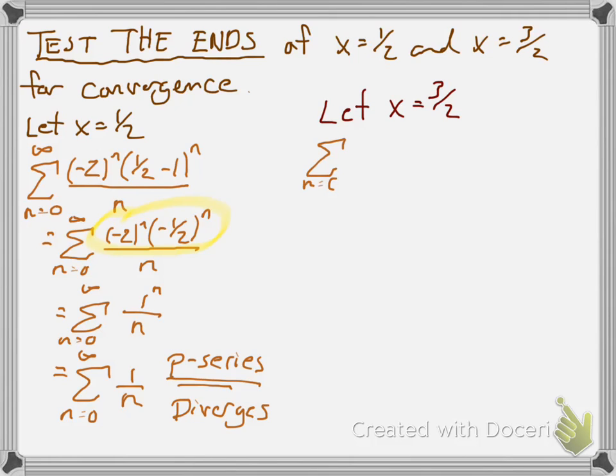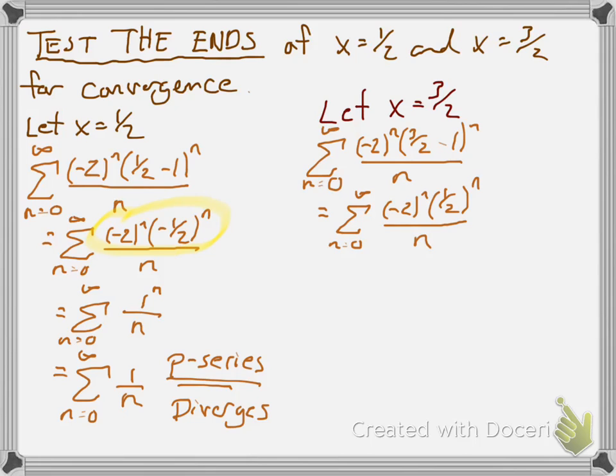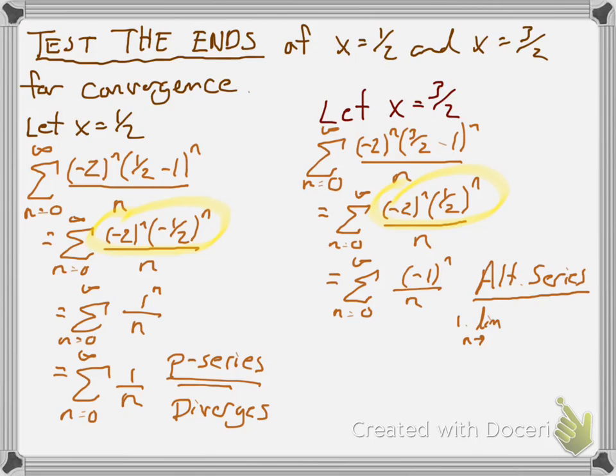Now I'm going to let x equals 3/2. I'm going to test the other end. So now I'm plugging in 3/2 for x instead of 1/2. And that gives me -2 to the nth times 1/2 to the nth. Using the same property from algebra I did before, I'll end up getting this time -1 to the nth over n. Well, now it's not a p-series. It is an alternating series.